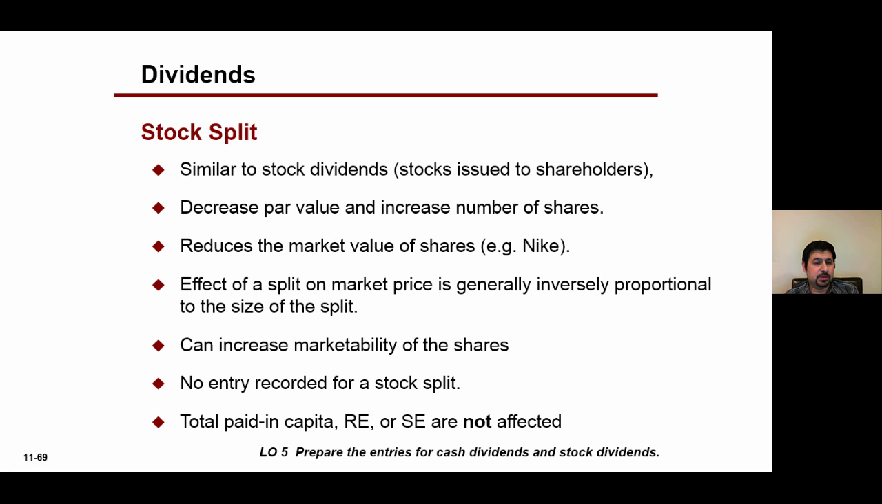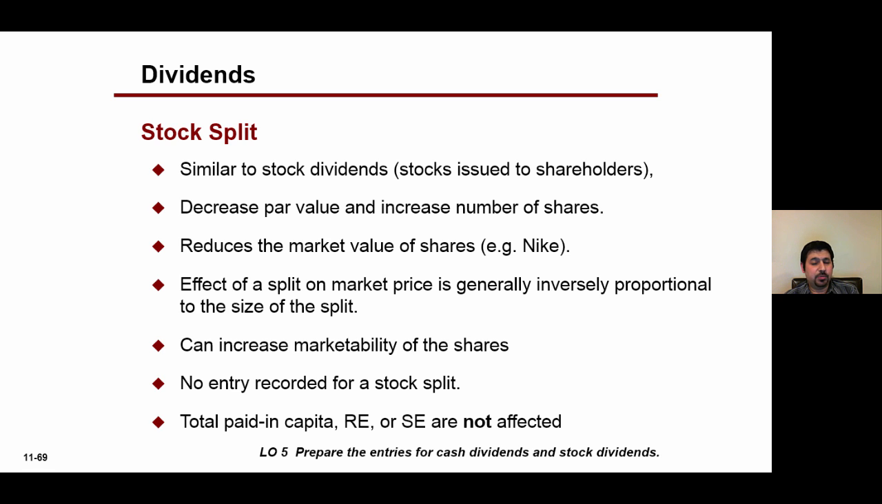So if you split the stock with a ratio of 2 to 1, you will be doubling the number of stocks. At the same time, you will be dividing the par value by half. So the result of a stock split will be a decrease in par value and an increase in the number of shares. The total value will be the same.